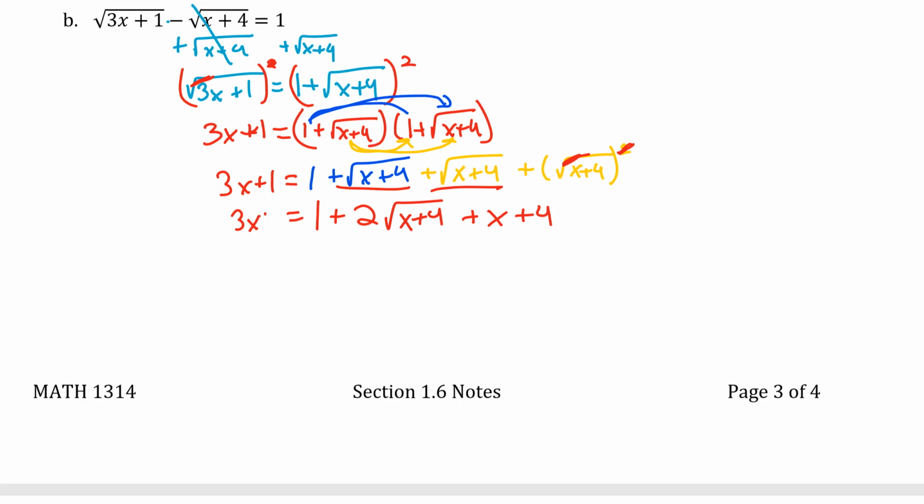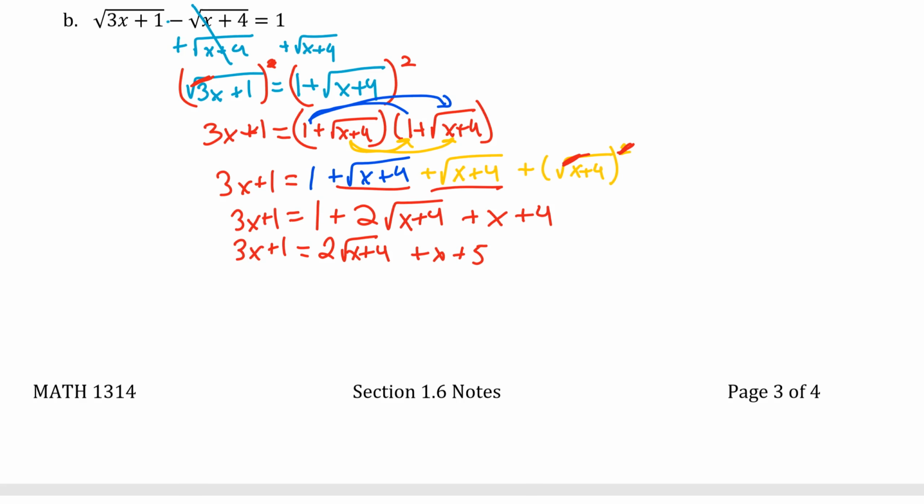On the left-hand side, I still have 3x plus 1. Now I'm going to combine the 4 and the 1. So I'm going to have a 2 square root of x plus 4 plus an x plus a 5, because I combined this 1 and this 4.